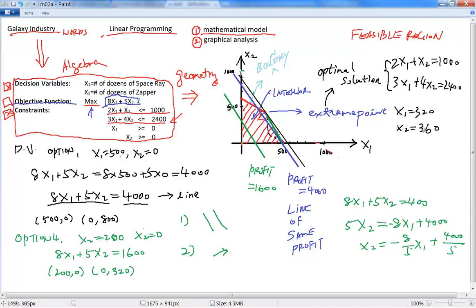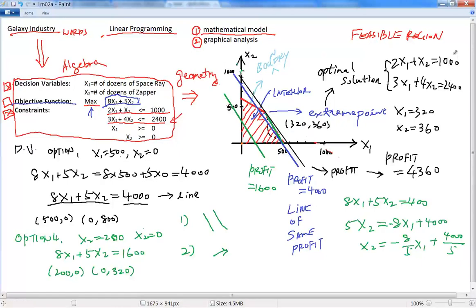So once you plug these two numbers into the profit expression, you should be able to identify that the maximum profit achievable is 43.60. Therefore, this line corresponds to the profit equal to this value. And the coordinate of this point is 320, 360.